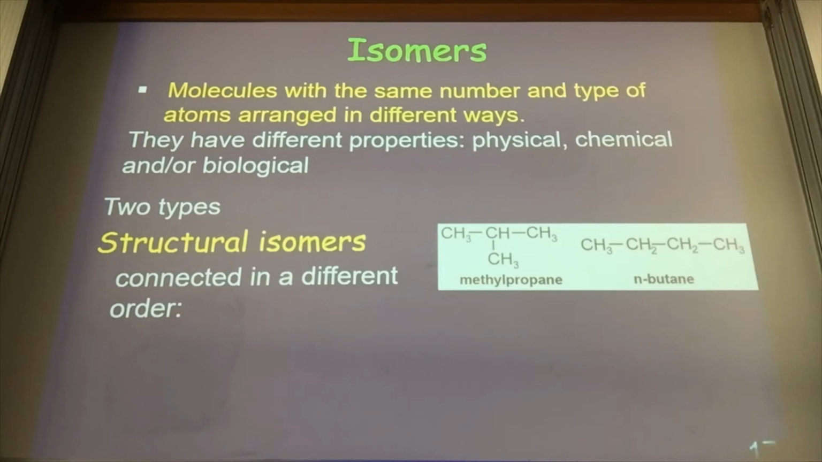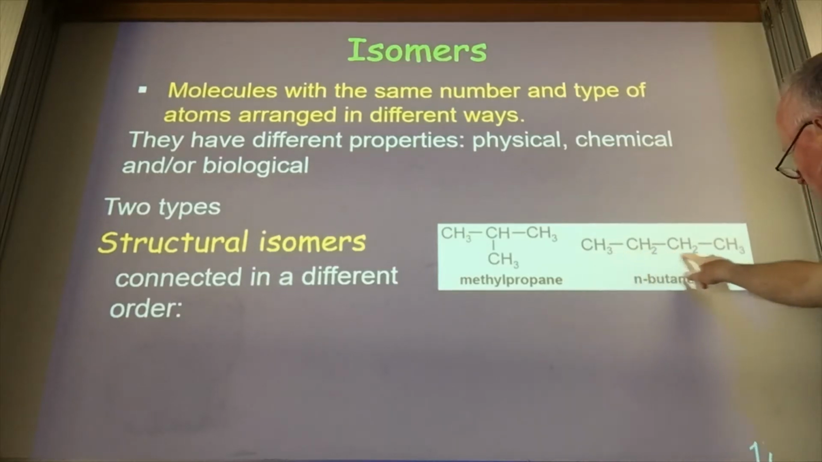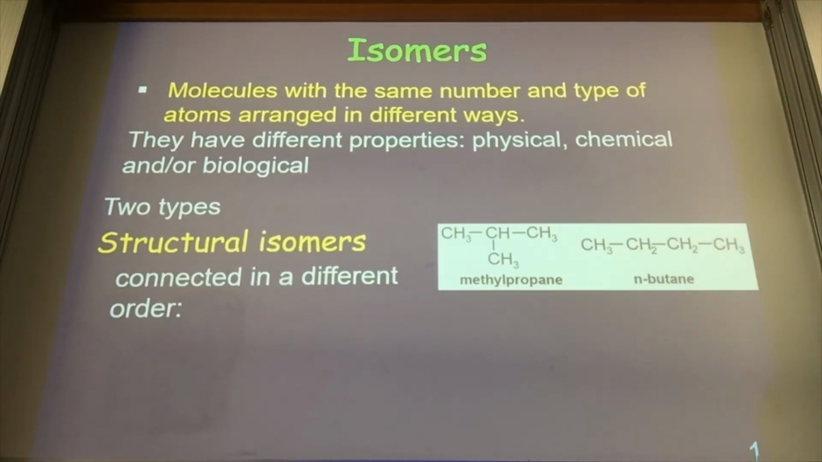So structural isomers are where you connect the atoms in a different order. So methylpropane versus N-butane. Just note, whenever we've got a straight chain isomer of a molecule, we call the straight chain version N. And just to distinguish the fact, we're actually talking about 4 carbons in a row when we talk about butane. We're talking about that particular isomer. We're definitely not referring to methylpropane. So the straight chain isomer is always called N-butane.